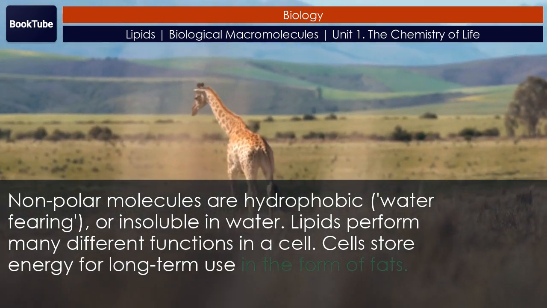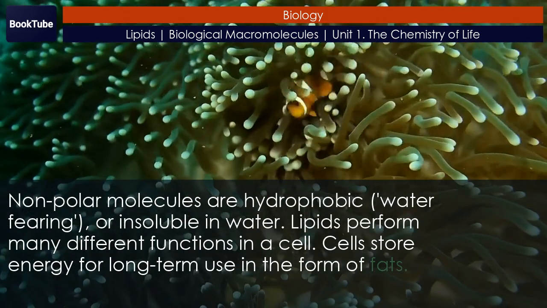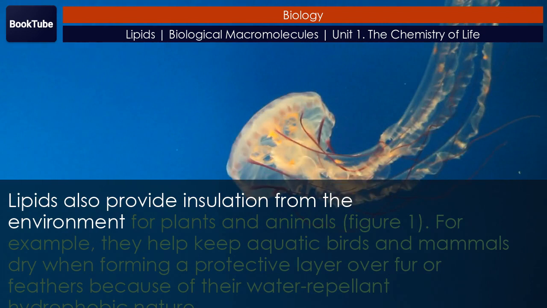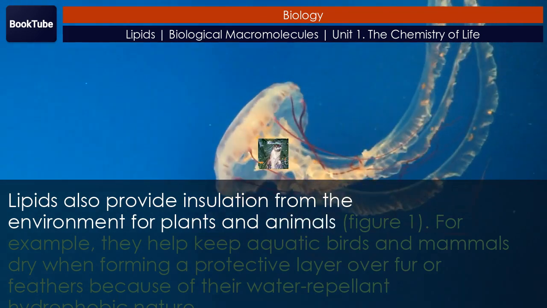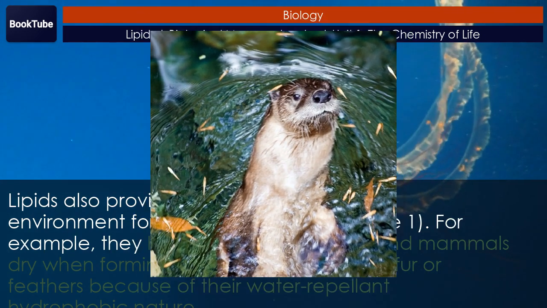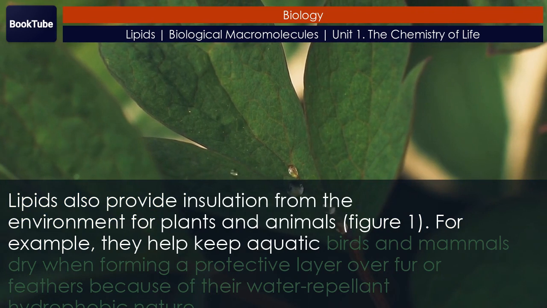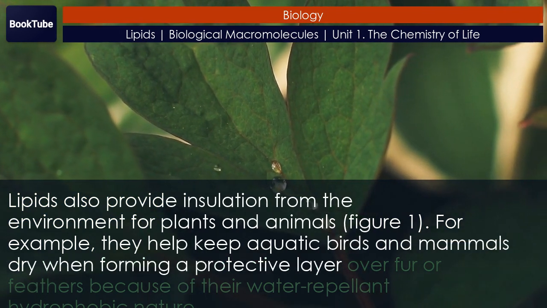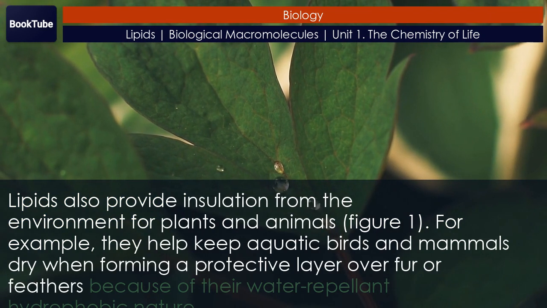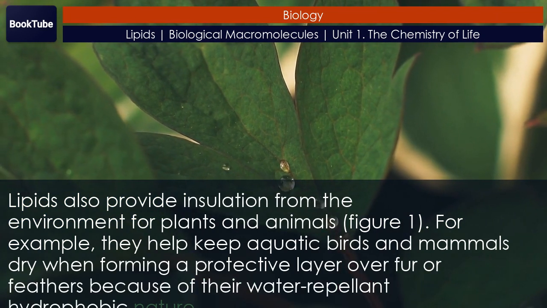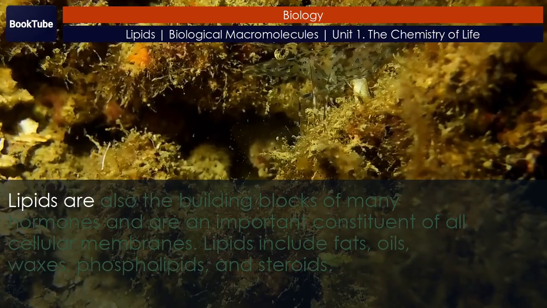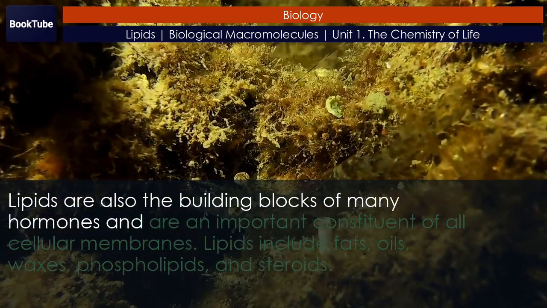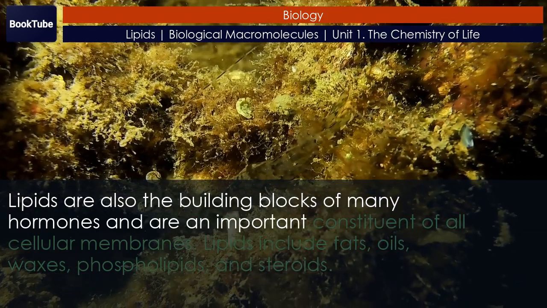Cells store energy for long-term use in the form of fats. Lipids also provide insulation from the environment for plants and animals. Figure 1. For example, they help keep aquatic birds and mammals dry when forming a protective layer over fur or feathers. Because of their water-repellent hydrophobic nature, lipids are also the building blocks of many hormones and are an important constituent of all cellular membranes.